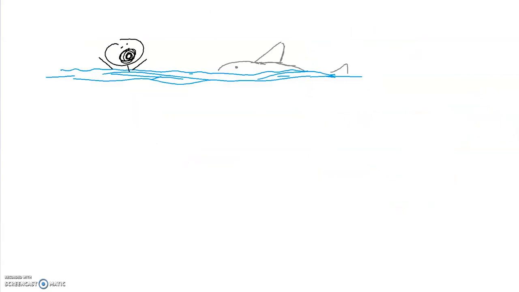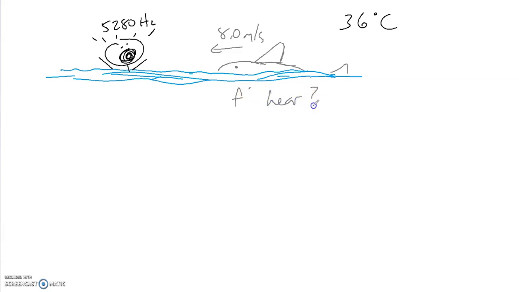All right, so here we got a guy in some water, and they got a shark coming at him a little bit here. So let's say the shark is coming in at, let's go with 8 meters per second. You've got the poor guy screaming his head off, and let's say he is screaming at 5,280 hertz. And of course, it's nice water, nice beach. Let's say it's 36 degrees Celsius outside. So what frequency does the shark hear?